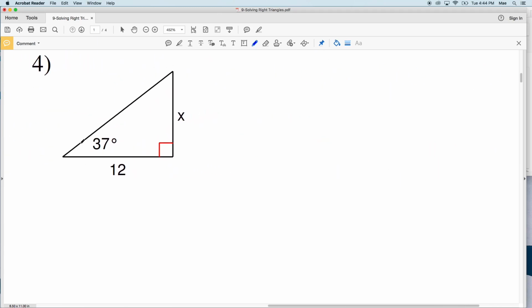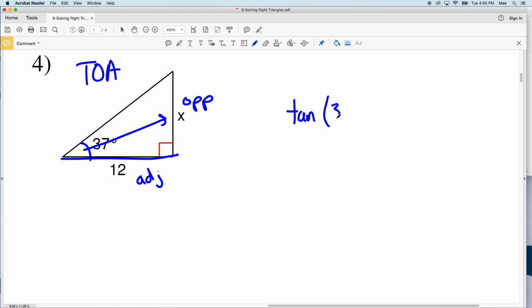In number 4, our angle is 37 degrees. We need to find the side opposite that angle given the side adjacent to that angle. So again, this is going to be tangent. So the tangent of 37 degrees equals the opposite x over our adjacent 12. So when we multiply by 12, or you can think of that as multiplying by 12 over 1, 12 will cancel out, and x divided by 1 is simply x.